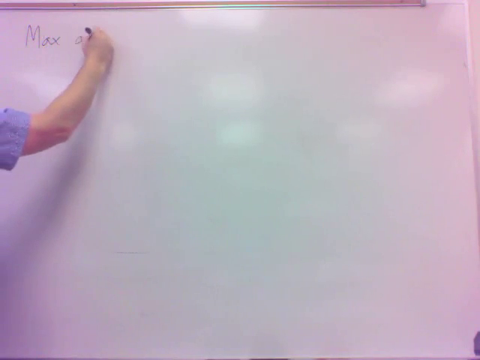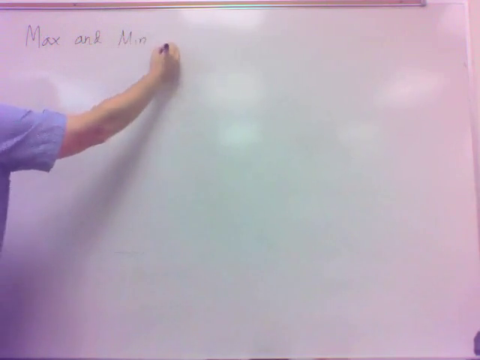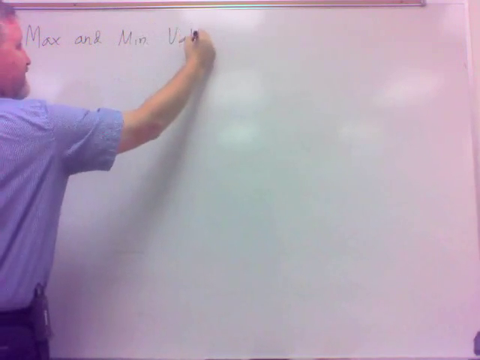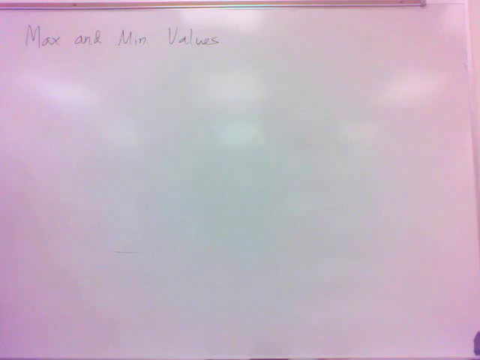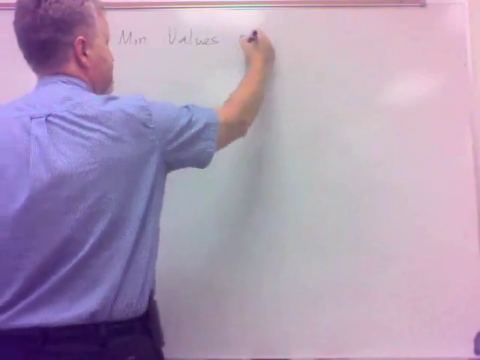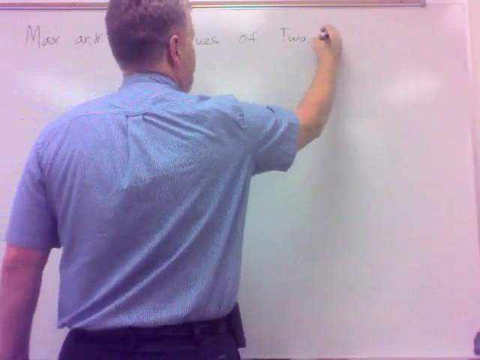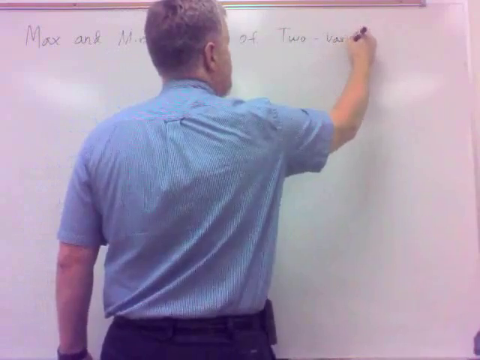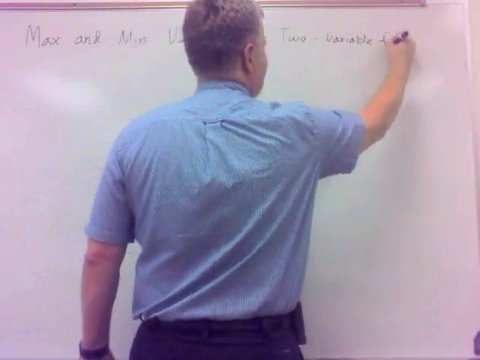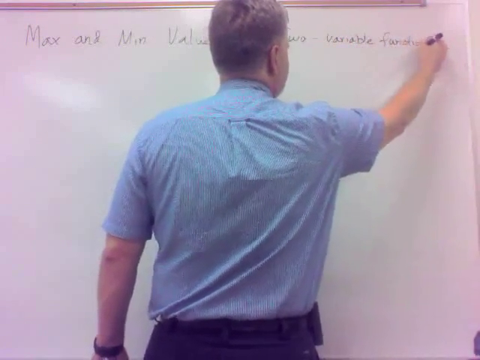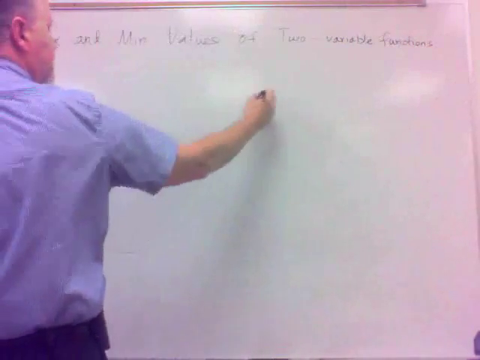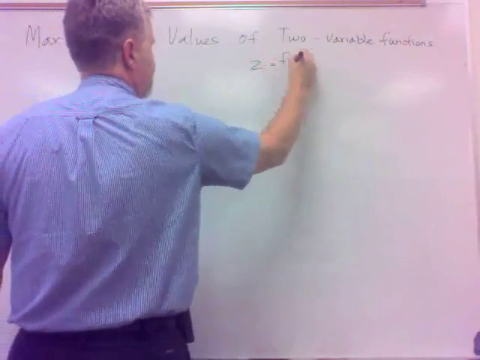Okay, in this section, we're going to be talking about max and min values of two variable functions. Start with z equals f of x, y.